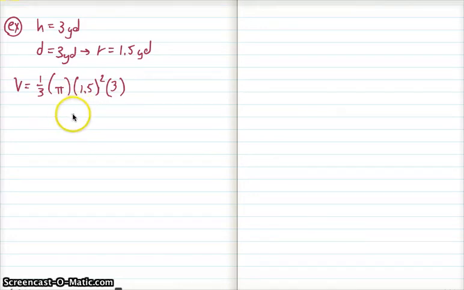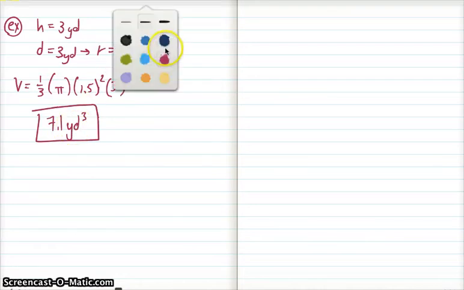Again, when you type this into your calculator, I suggest doing parentheses, 1 divided by 3, parentheses. That will give you the 1/3. Then you can hit second and then the pi button, 1.5 and then the x squared button, and then times 3. And when you hit enter, you get a long decimal. We can go ahead and round to the nearest tenth, and this will give us a volume of 7.1 cubic yards. So that's how we can calculate the volume of a cone. Let's take a look at a sphere.